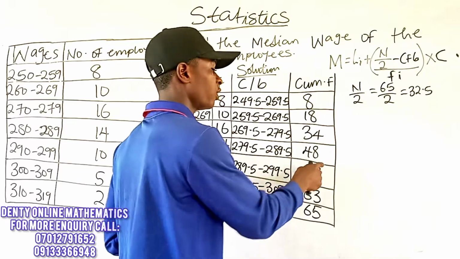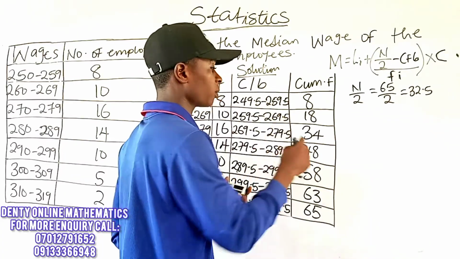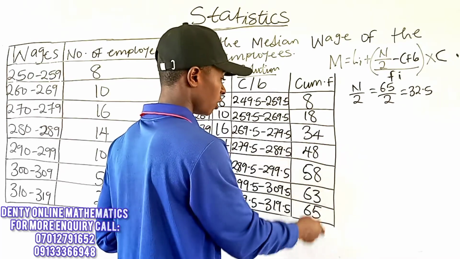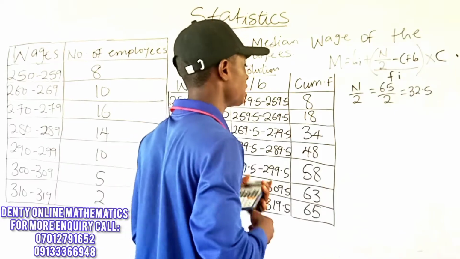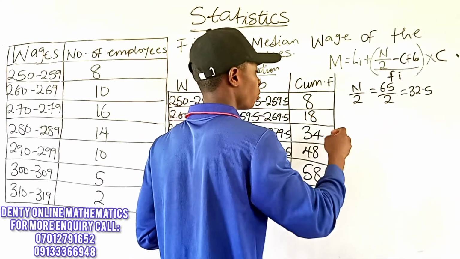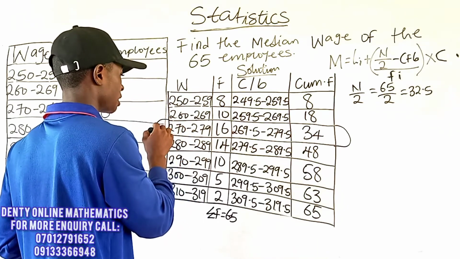Then 32.5 is also inside 48. What you do is you pick that first number that comes first, before you come to all of this. So the first member here is 34. So this is the class because inside 34, you find 32.5. So this is called the median class.